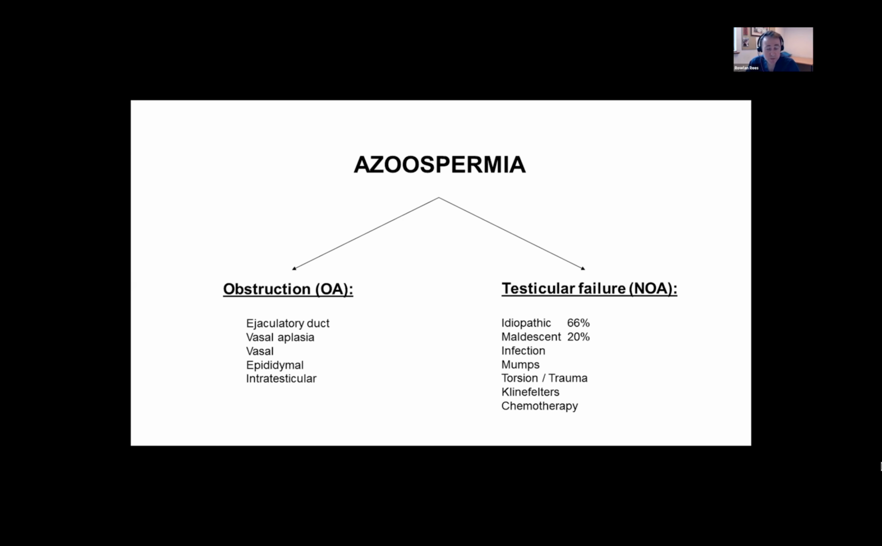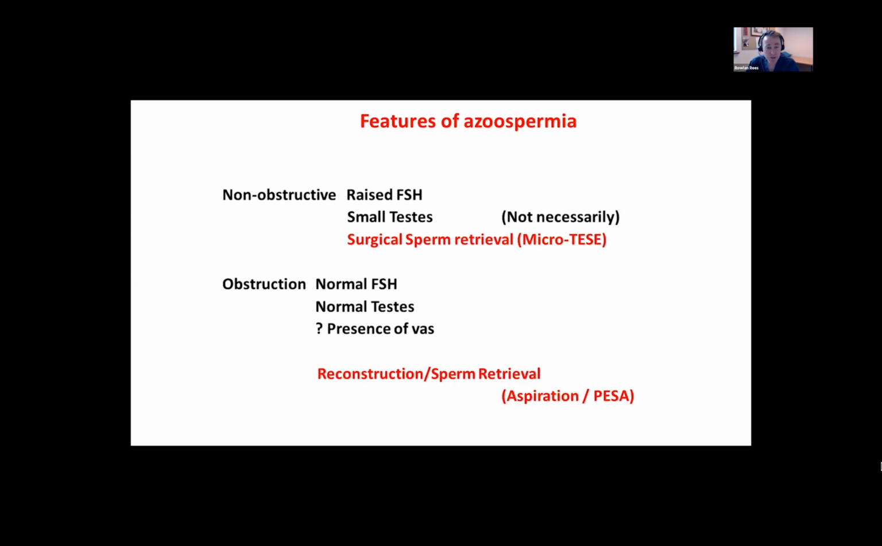As we mentioned earlier, it is not always clear. In about 60%, we don't find a distinct cause, so-called idiopathic. But in the others, maldescent, infection, mumps in particular, torsion, trauma, chemotherapy, radiotherapy, Klinefelter's, genetic problems, and Y microdeletions can account for the testicular failure.